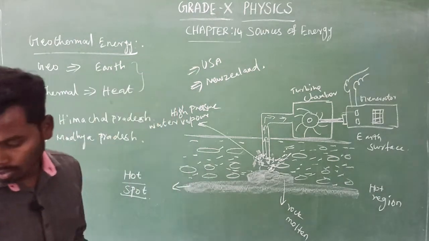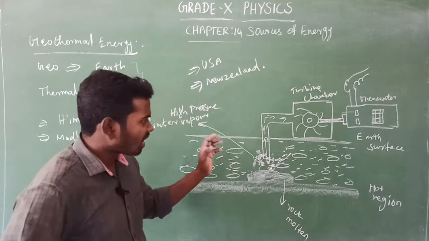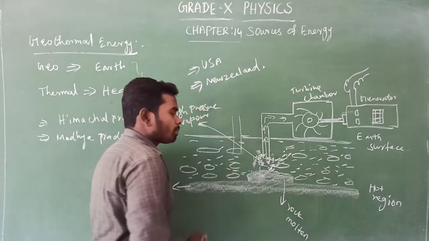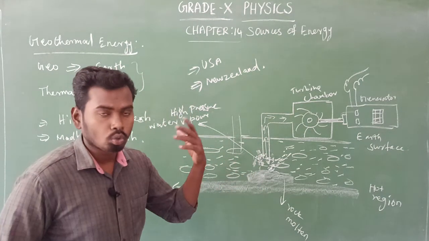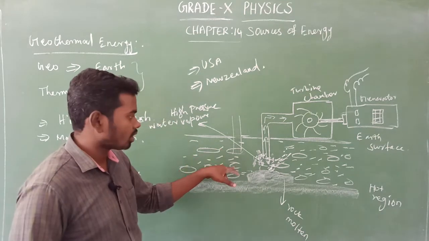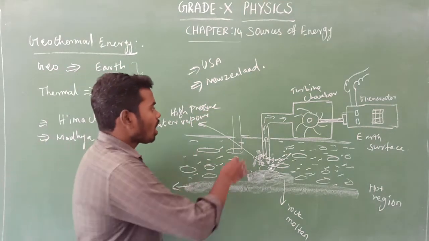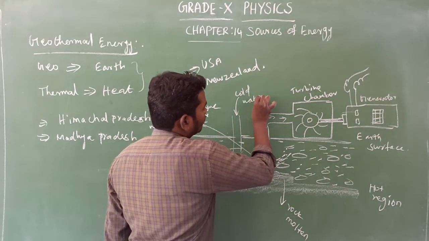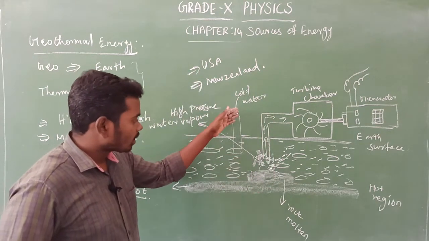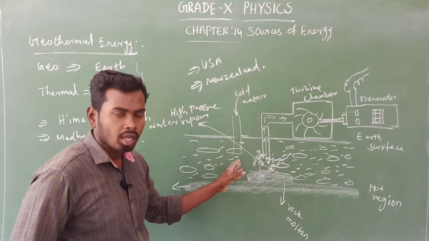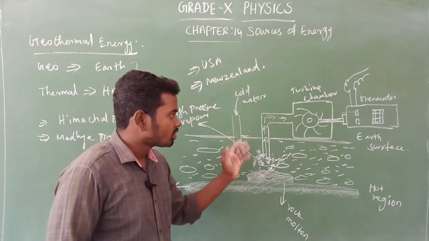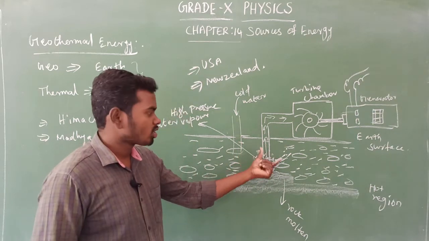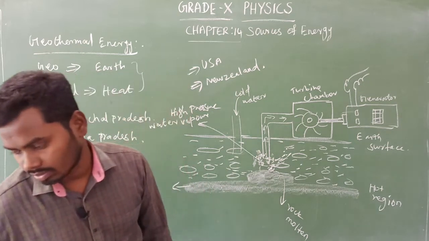Is it right or wrong? Yes, of course, right. There is even another method. Sometimes two drills are put into the surface of the earth. In the other drill, cold water is poured. When the cold water goes into the hot spot, the water again changes into water vapor, which creates electricity. So this is another method. Sometimes two drills are used, but most of the time only one drill is used. That's all. Very easy one.